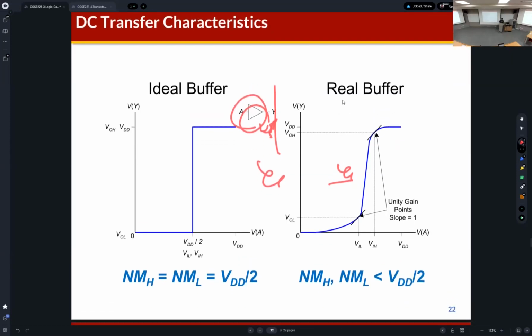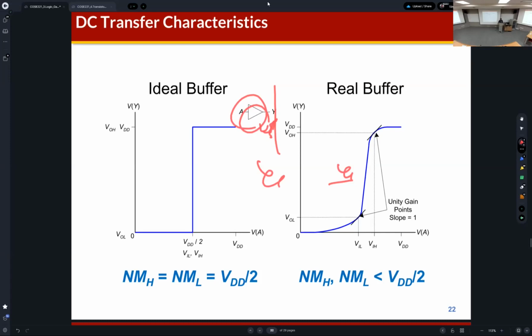So this is the DC transfer characteristics. In this graph, the x-axis represents the voltage level of the input signal, and the y-axis represents the voltage level of the output signal. So let's see the characteristics of the ideal buffer. How can we read this graph?